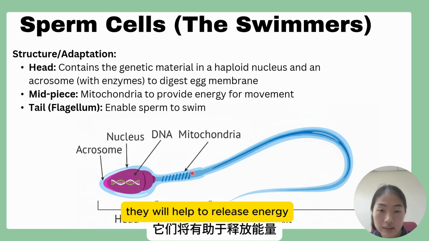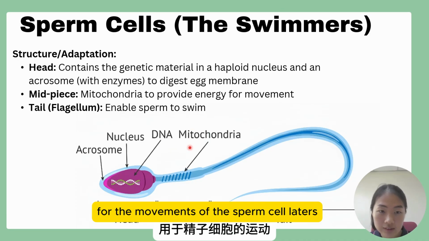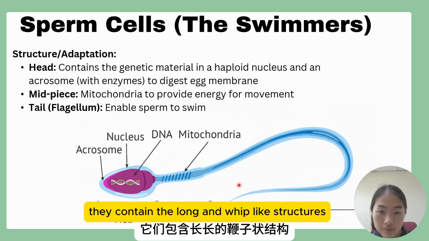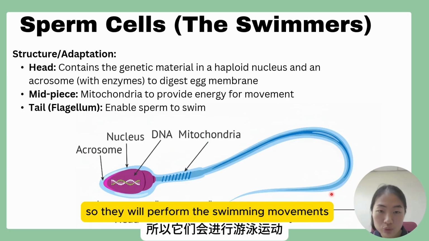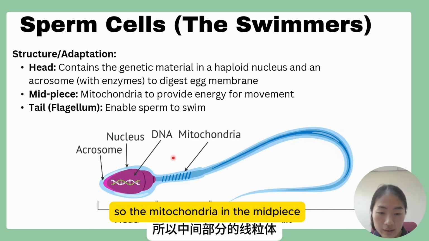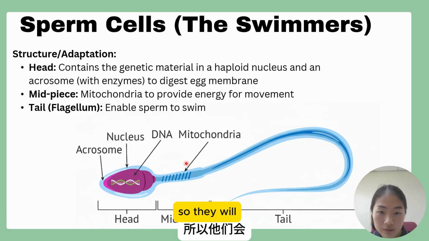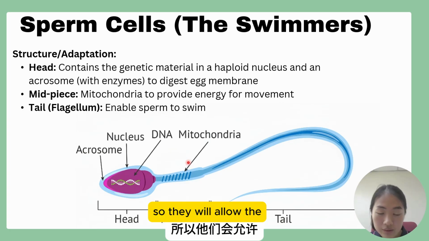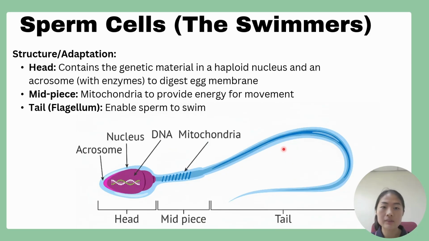The midpiece contains a very high density of mitochondria inside. The mitochondria help to release energy for the movement of the sperm cell later. In the tail, they contain a long, whip-like structure, which is also known as the flagellum. It will perform the swimming movements. The mitochondria in the midpiece work non-stop to release a large amount of energy to supply the sperm cell, so it is able to swim towards the egg.